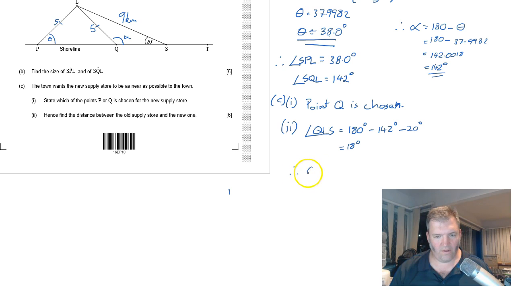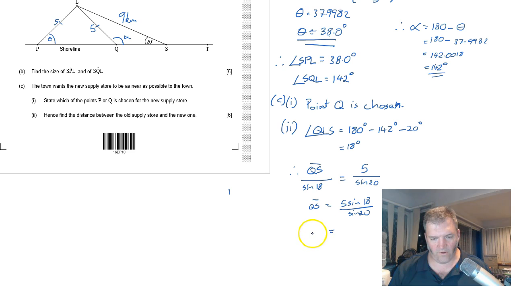Therefore, QS over the sine of 18 would be the same as 5 divided by sine 20. So QS equals 5 sine 18, just multiplying each side by sine 18 there. 5 sine 18 divided by sine of 20. And we've got the distance QS. Go to our calculator and find the answer.